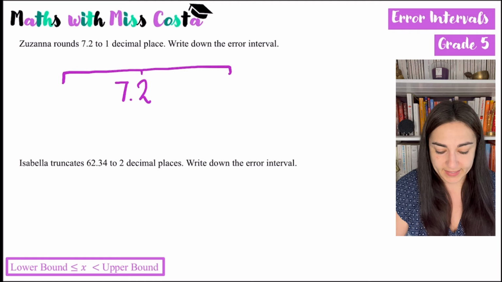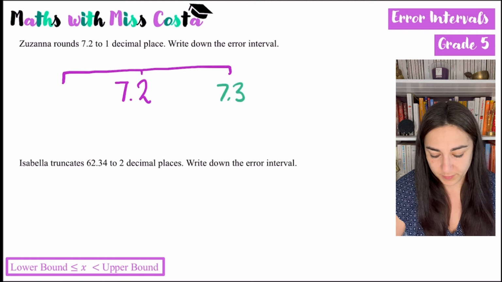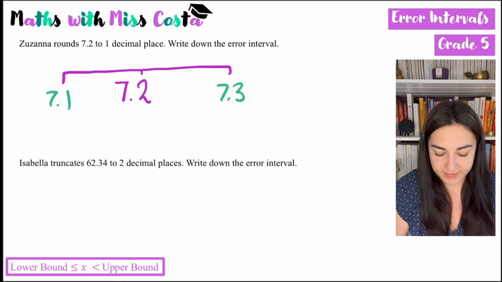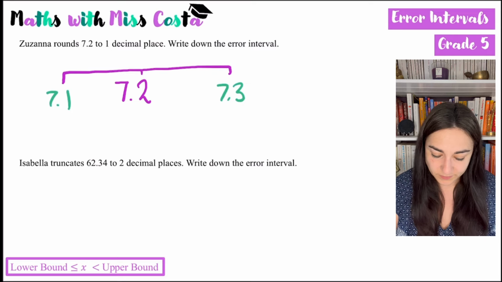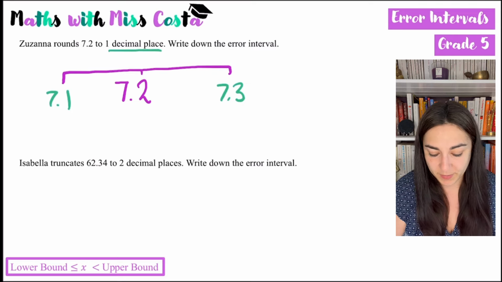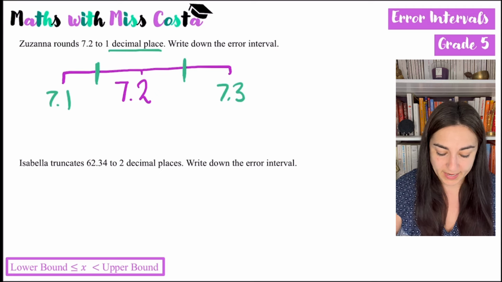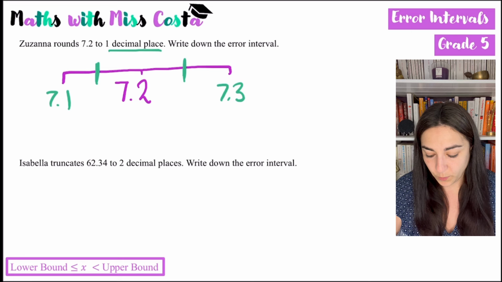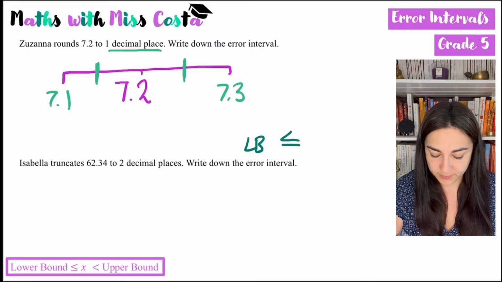So what we can do is think, okay, well, if it rounded up, it would have rounded to 7.3, and if it rounded down, it would have rounded to 7.1. So it's been rounded to one decimal place. I need to figure out the maximum value it would be before it rounded up and down. And generally, when we have an error interval, we always write it as the lower bound is less than or equal to the number x, which is less than the upper bound.